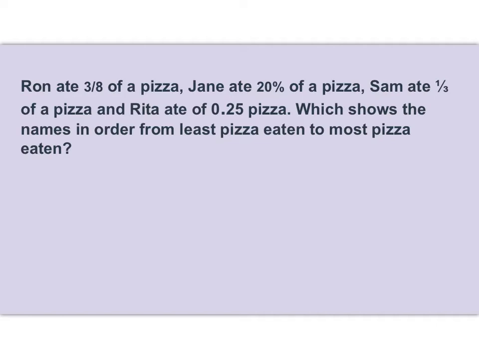Alright, boys and girls, number 2. Ron ate 3/8 of a pizza. Jane ate 20% of a pizza. Sam ate 1/3 of a pizza. And Rita ate 25 hundredths of a pizza. Which shows the names in order from least eaten to most eaten.